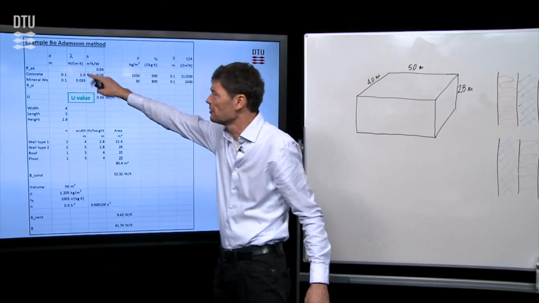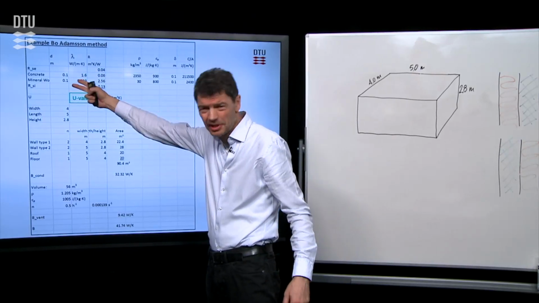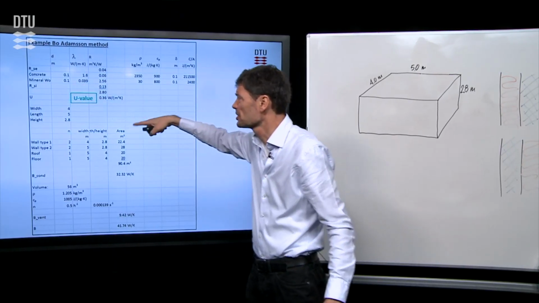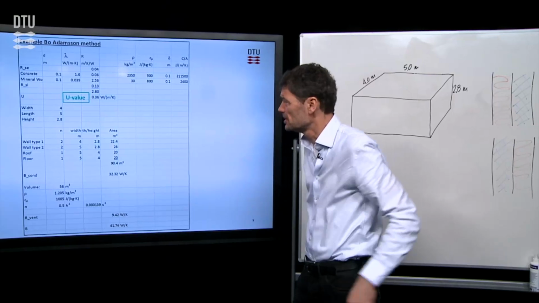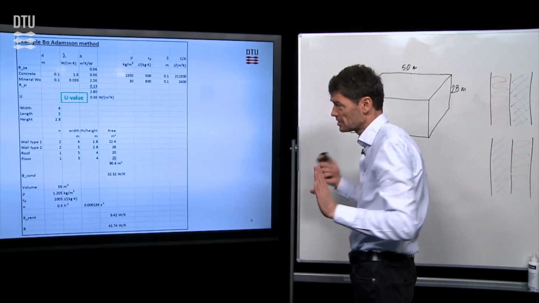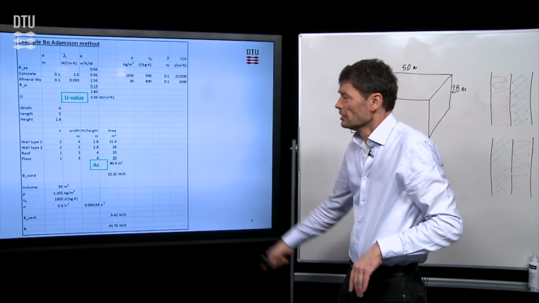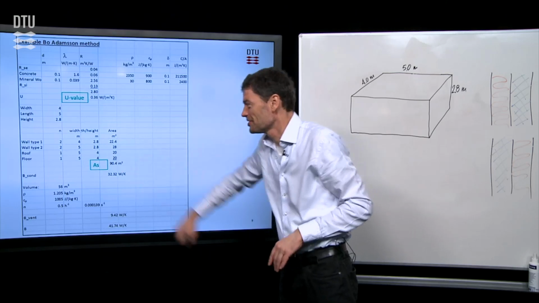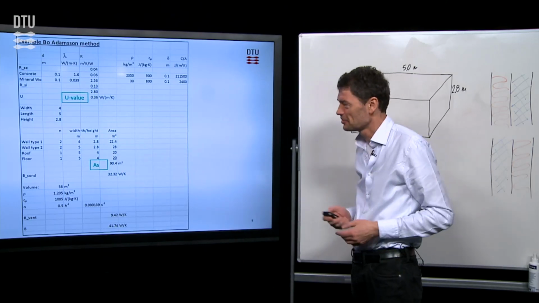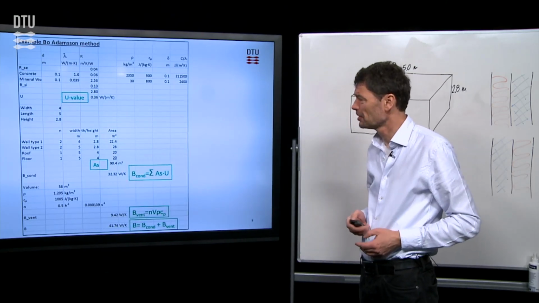And no matter if we have concrete or mineral wool, 10 centimeters of both, coming first, the U value of the wall will always be the same. So the two different walls, same U value. We have the same surface areas. Here you see some of the geometry that I've introduced in my drawing on the whiteboard.